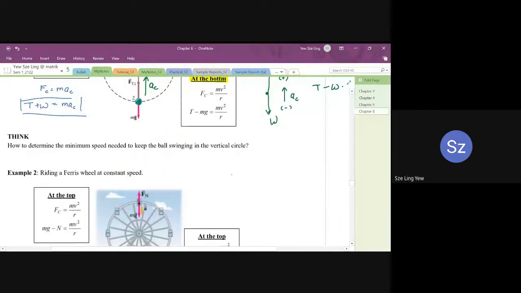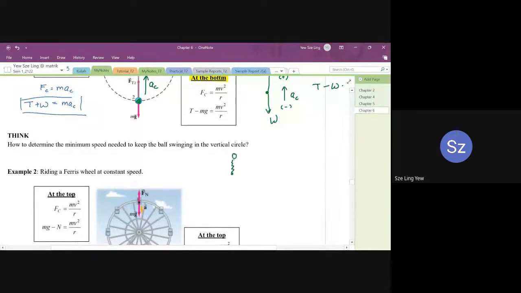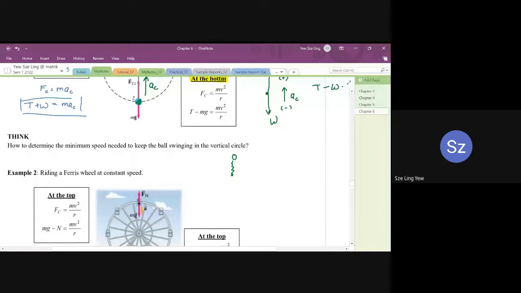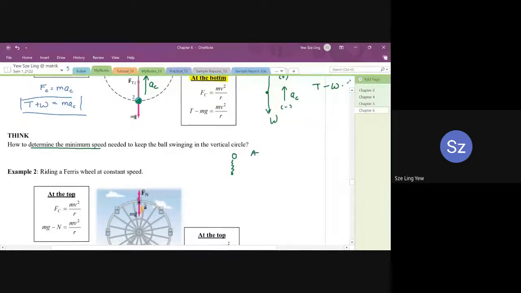So this is your center. The string will become like this. Okay, the object will drop because the speed is not fast enough to keep it moving in a circular motion. So usually when this question asks you to determine the minimum speed, you look at what happens at the top of the object.